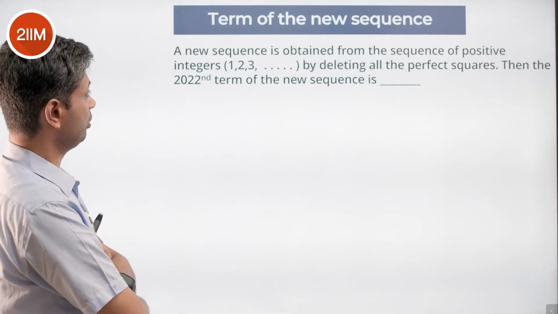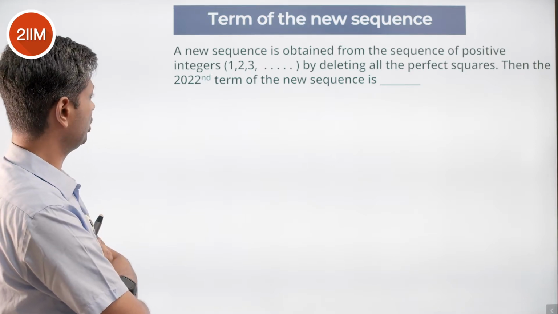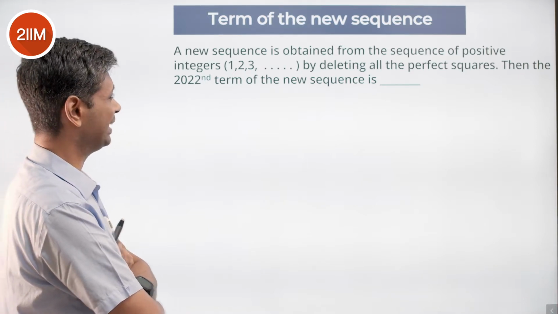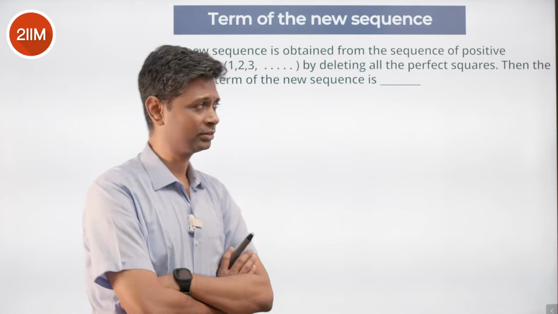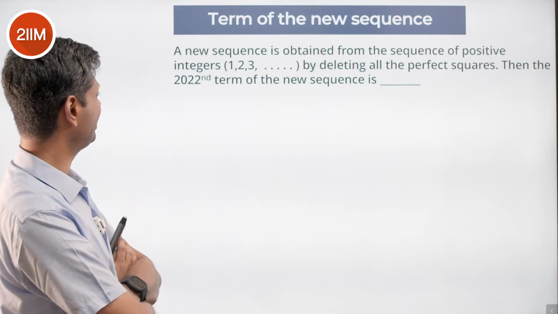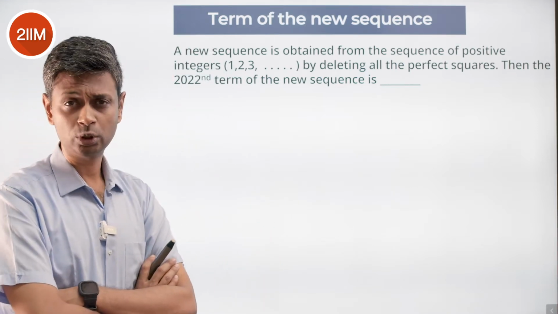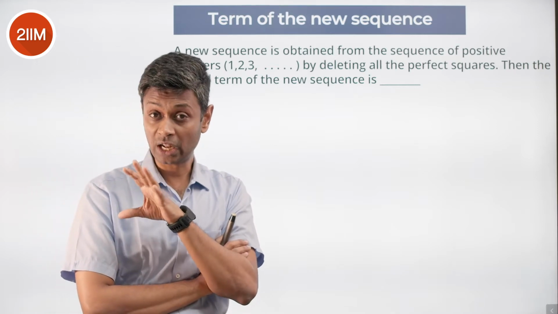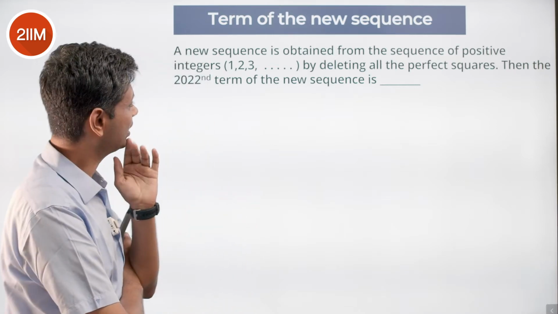A new sequence is obtained from the sequence of positive integers 1, 2, 3, 4, 5, 6, 7, 8, 9, 10 by deleting all the perfect squares. Nice. Then find the 2022nd term of this new sequence. 2022nd is an awfully large number. We need to find that number.